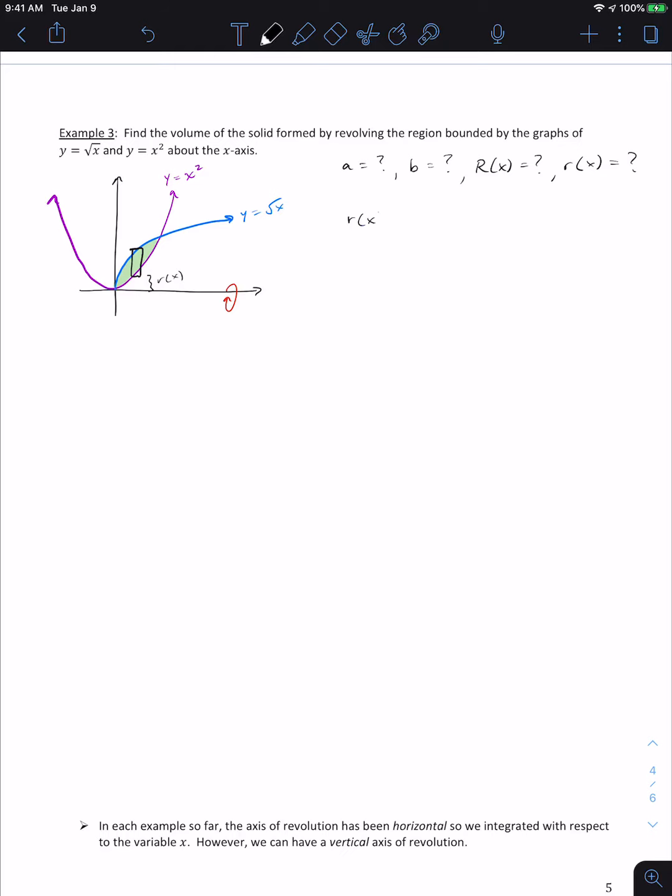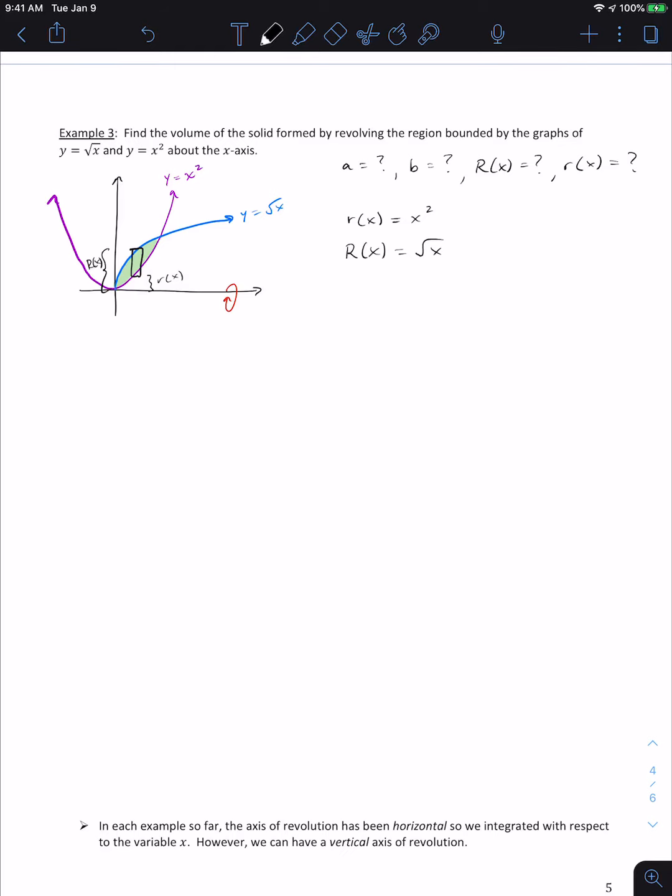So what is that r of x? That r of x, the distance from the x-axis to the bottom of our rectangle, is actually going to be y equals x squared, right? So r of x is going to be our x squared. And then the big R of x, that's the distance from the x-axis, or the axis of revolution, to the top of our rectangle. The big R of x is going to be given by the square root function.